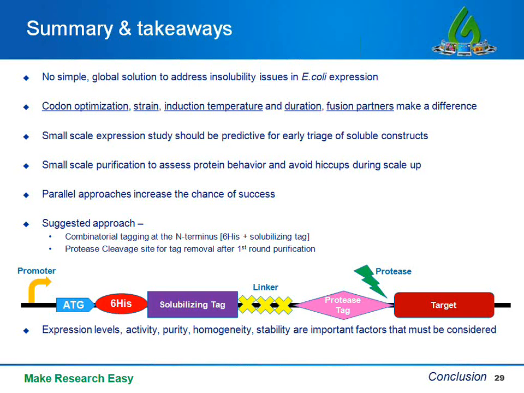An approach that we would suggest is combinatorial tagging at the N-terminus, so a 6-His and a solubilizing tag at the N-terminus, followed by a protease cleavage site for tag removal after the first round of purification. And this schematic here illustrates a broad strategy. And finally, while solubility is the most important element of a protein production campaign, it is not always about solubility. Expression levels, activity, purity, homogeneity, stability are all important factors that must be taken into consideration also.